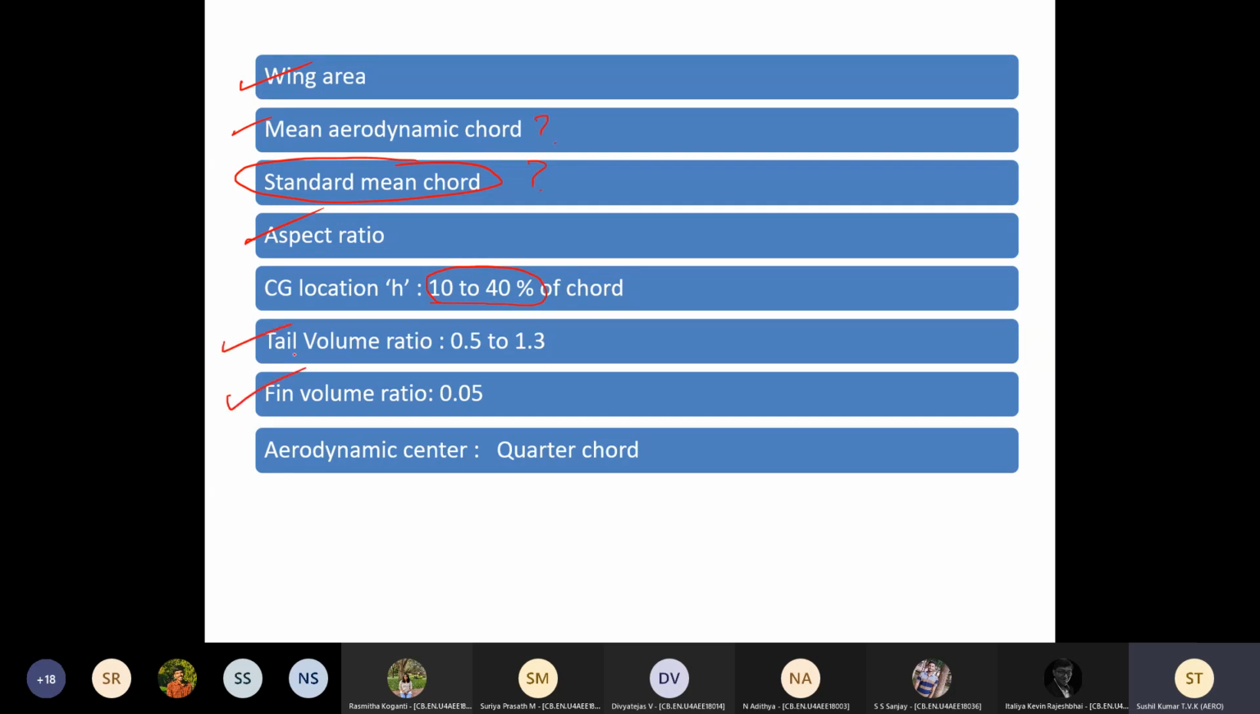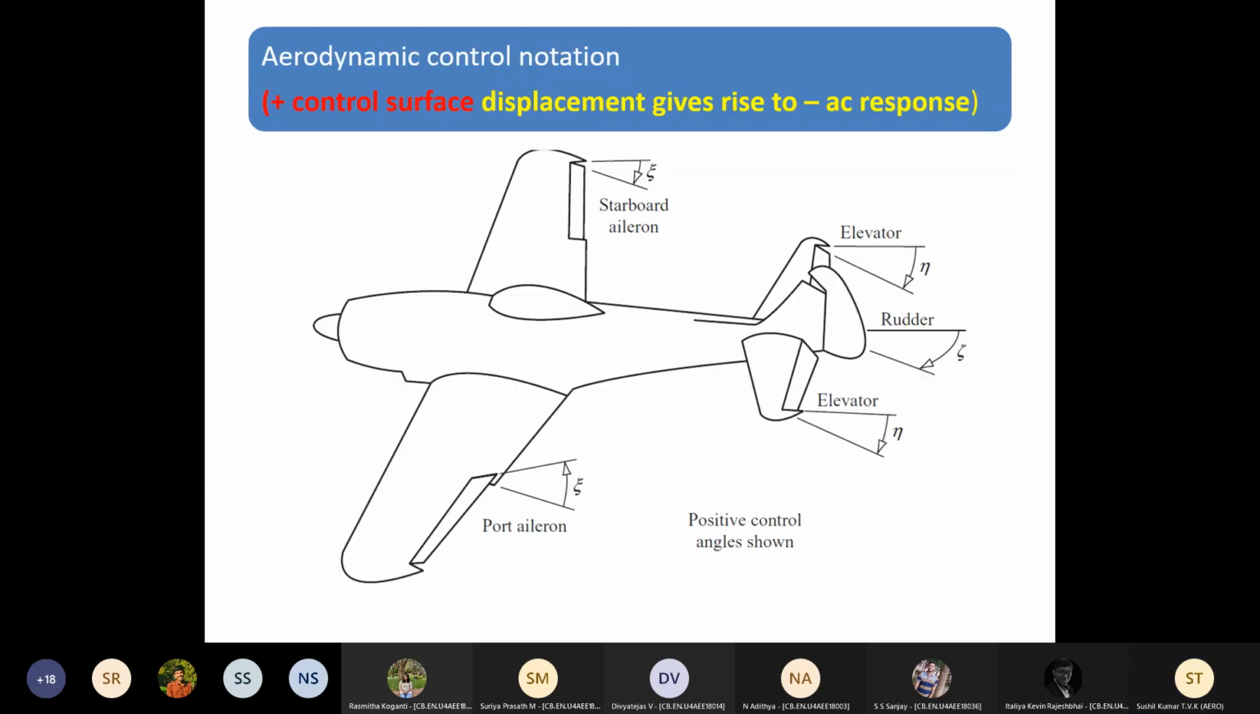Tail volume ratio, fin volume ratio. Then what is the aerodynamic center? Why is it the quarter chord? These are the sorts of questions you will have to ask yourself. Then the next thing is all the control surfaces, the notations used in this book. Elevator deflection, rudder deflection and aileron deflection.